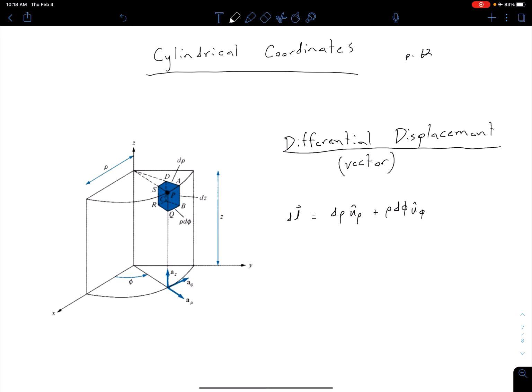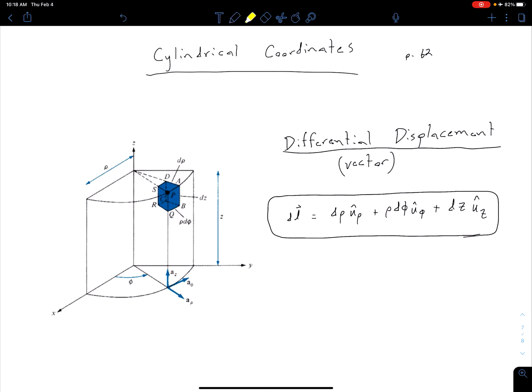So it depends on how far out we are from the origin, so what our rho value is. And then finally, for our z direction, we can consider going from B to A here. It's going to look the same as we saw with our Cartesian. It's just going to be dz in our z direction. So that is our differential displacement. And again, depending on how we're moving, we might have one of those terms, two of those terms, or all three of those terms.